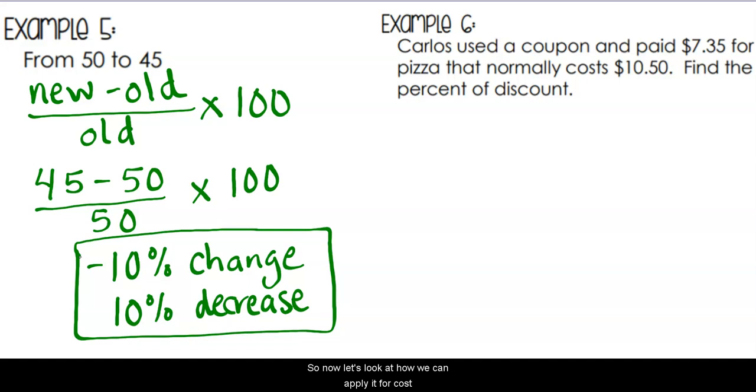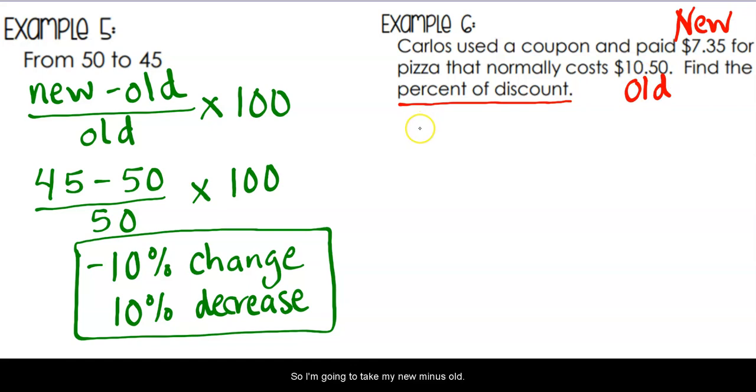So now let's look at how we can apply it for cost. Carlos used a coupon and paid $7.35 for pizza that normally costs $10.50. Now we're going to find the percent of discount. When we were looking at increase, we found percent of markup. Now we're going to look at percent of discount, because the price is actually going to go down from the original. So here, the $7.35 is actually going to be the new price because that's what he paid for it after a sale. And then the old price would be the $10.50.